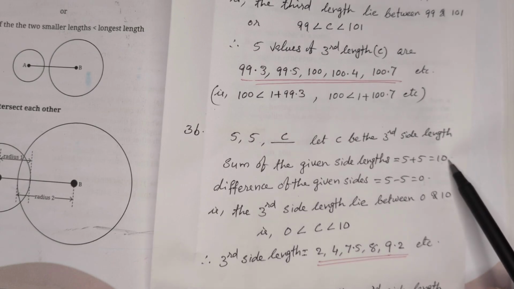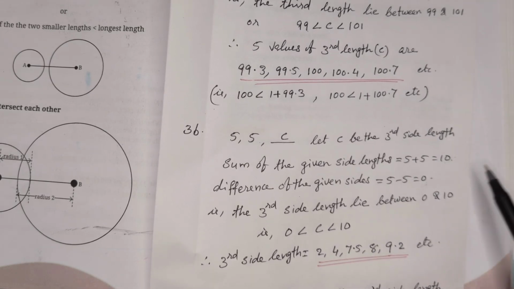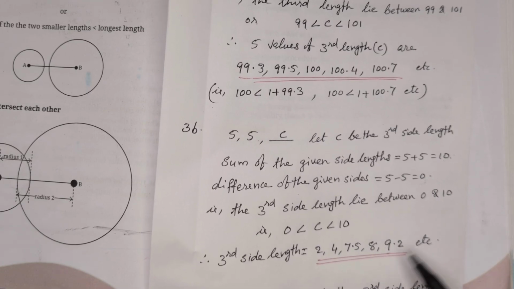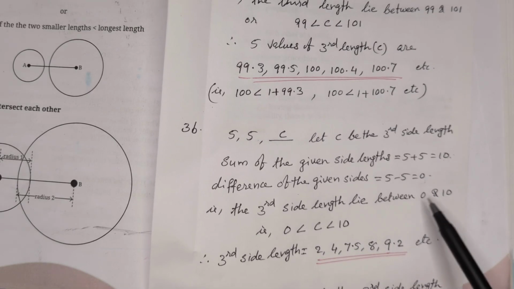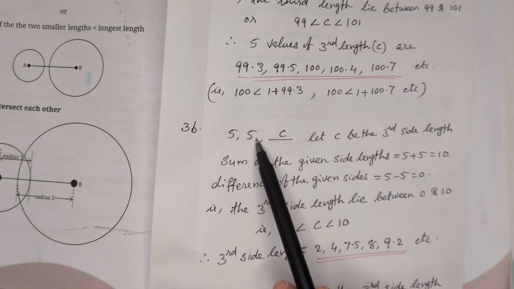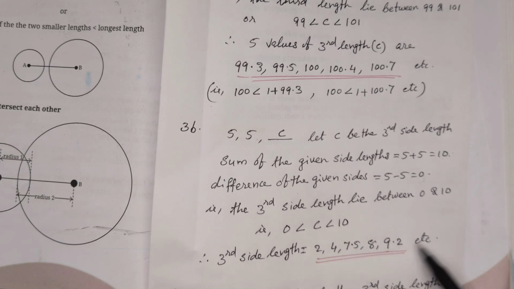Any number with a decimal or natural numbers. So between 0 and 10 means 1, 2, 3, 4, 5. That way you can take 4, 7.5, 5.5, 7.8, any number, any decimal. The only condition is that it is supposed to be between the sum of the given sides and the difference of the given sides. Any 5 you can write.